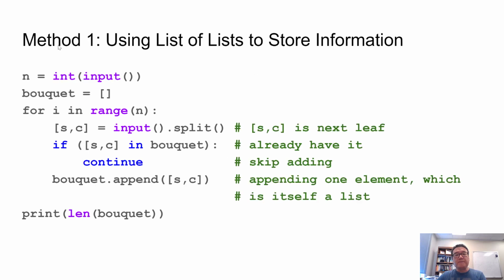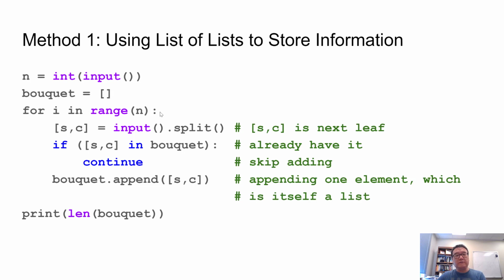So this is a solution code. Here, the data structure we use to store the leaves that she has picked up is a list of lists, because every leaf has 2 pieces of information, species and color. So we'll use a list to represent the leaf. And all the leaves that have been picked up will be multiple leaves, so we use a list of lists. Here, we call that bouquet. Initially it's an empty list. We haven't picked up anything yet.